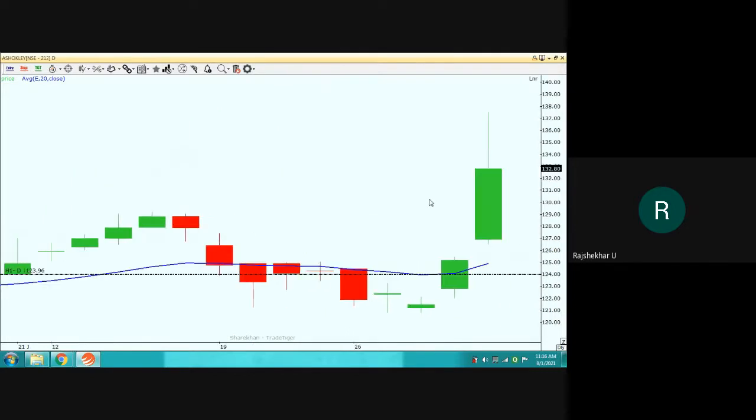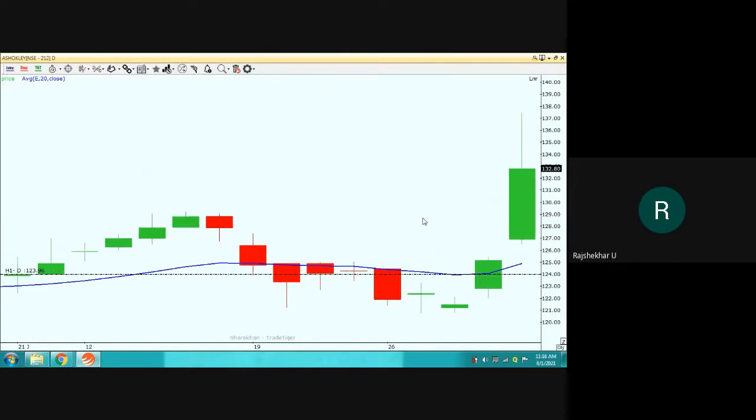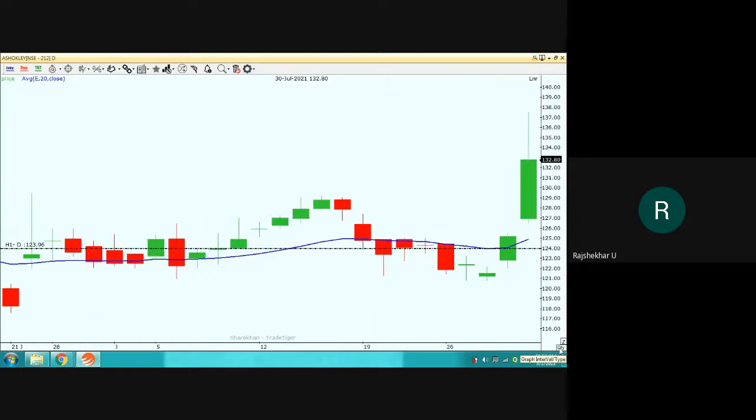Now the moving average line is here. On 29th, the moving average line was here. This is with respect to 30th. So we were here. Okay, so this is one thing.